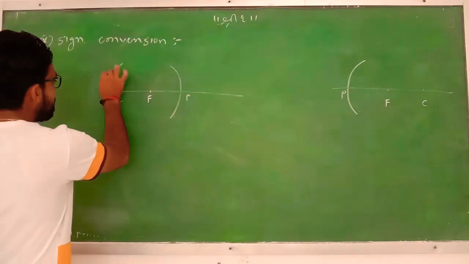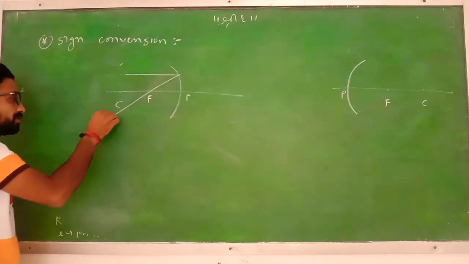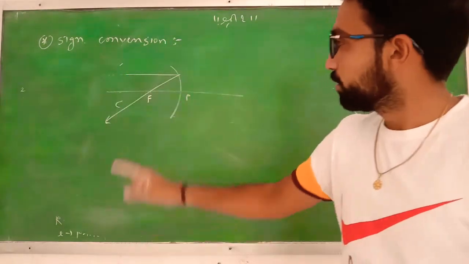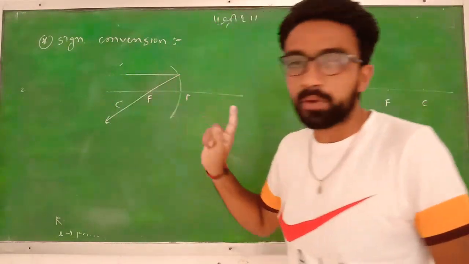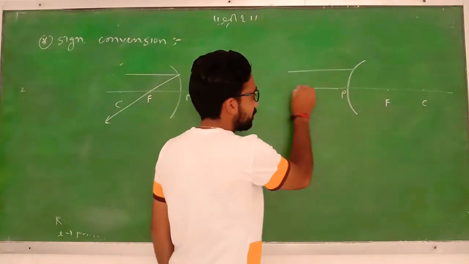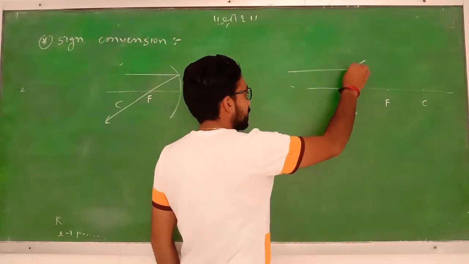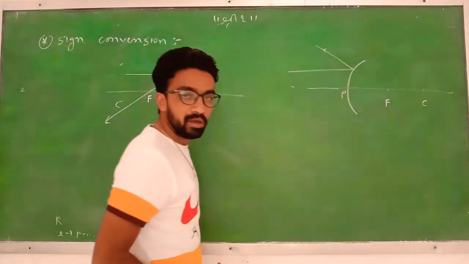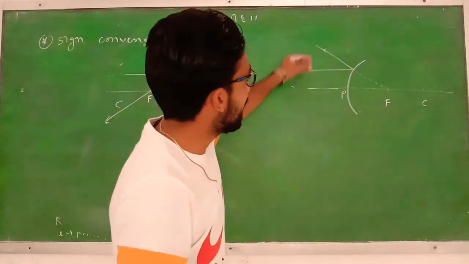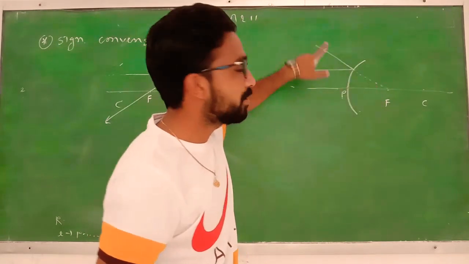Now when a ray is parallel to the principal axis, then after the reflection the ray passes through the principal focus. You must know whenever a ray is parallel to the principal axis, then after the reflection the ray passes through the principal focus. Similarly here, when a ray is parallel to the principal axis, then after the reflection the ray is reflected such that it looks like it is coming from the principal focus. You can see, when you look at this reflected ray from here, it appears to come from the principal focus.